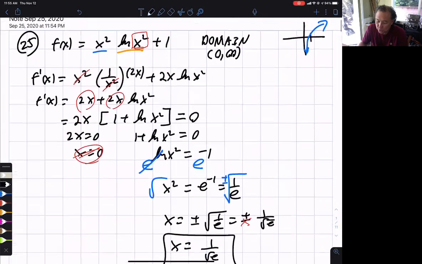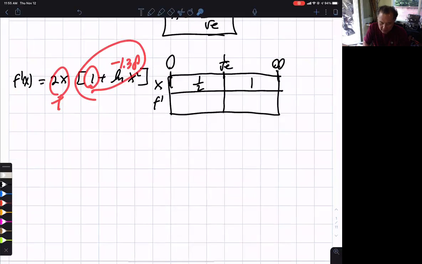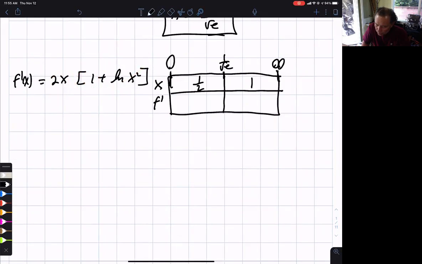I'm going to have to cheat, but I'll show you why. You should know this is 1. ln of a number between 0 and 1 is negative. ln of a number bigger than 1 is positive. So that's stuff that you should know. I'm actually going to have to do this in my calculator. ln of 1/4, ln of 0.25 is -1.38. So this is negative 1.38 plus 1, that's going to be negative. That's positive. So between 0 and 1 over radical e, the derivative is negative.